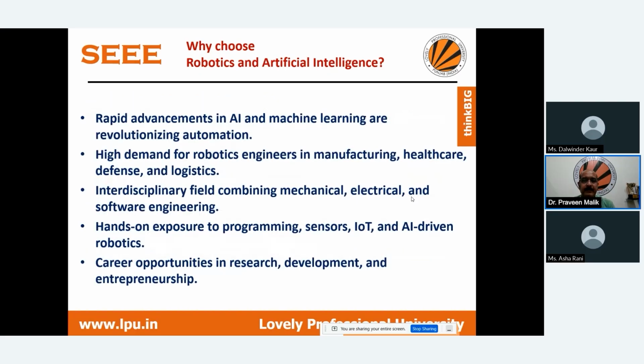Rapid advancement in AI and machine learning is also there, which belongs to automation. Right now, there is very high demand for robotics engineers in healthcare, defense, logistics, and manufacturing also. And if you are doing the BTech, you need proper hands-on exposure also. Like working on programming, sensors, IoT, and AI-driven robots. So you should have a clear idea of how things are going to be incorporated with the help of the AI that we are going to learn under this program, which is our BTech Robotics and Artificial Intelligence.